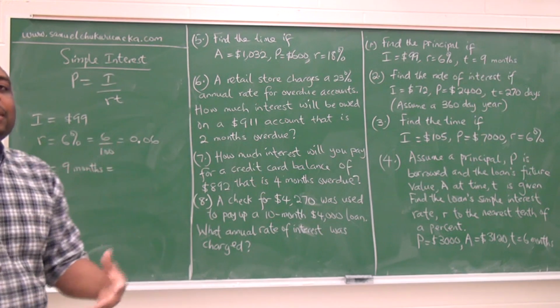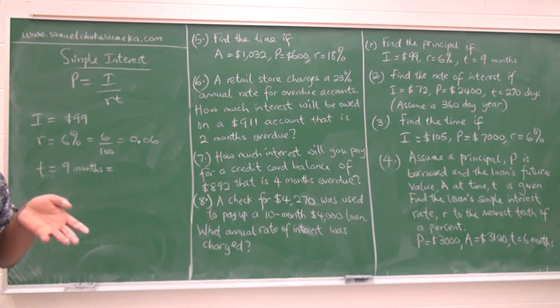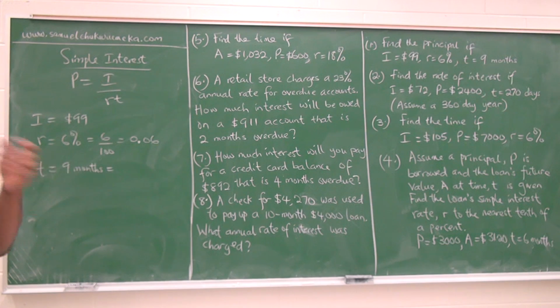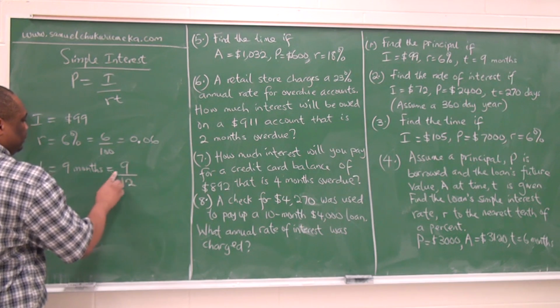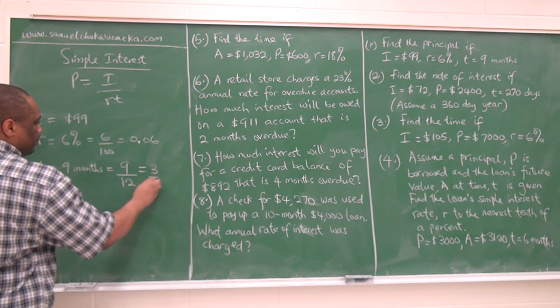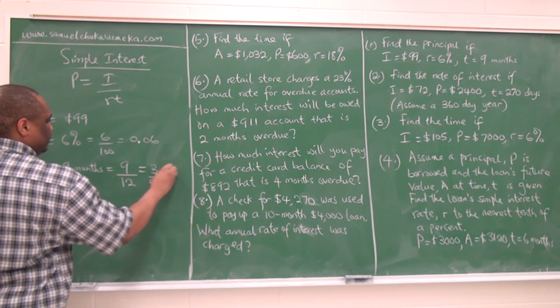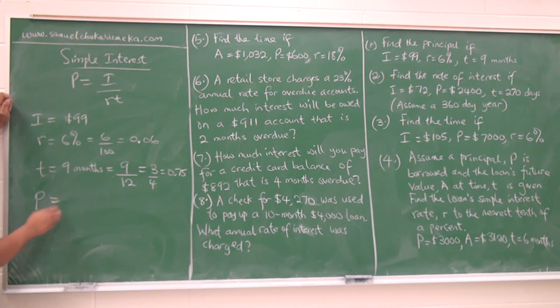Now, if it's in months, just convert it to years. 12 months make 1 year. So 9 months will be what? By proportion, this is 9 out of 12. And 9 out of 12 will give you 3 out of 4, right? Which is 0.75.